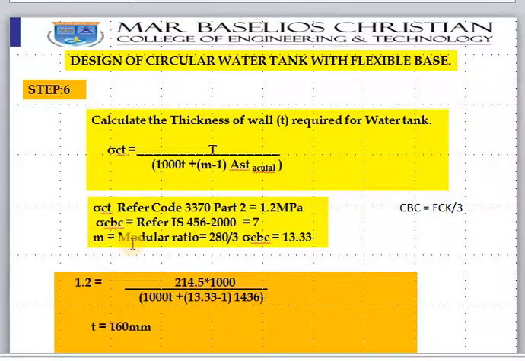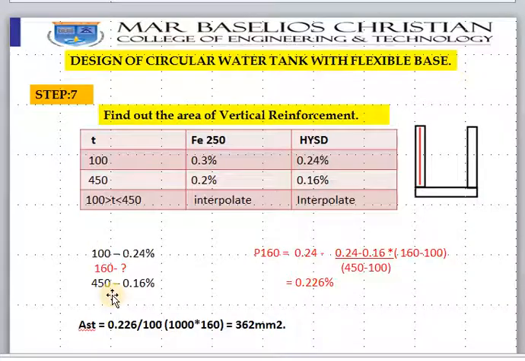Okay. Then m is the modular ratio. So 280 divided by 3 sigma CBC, once you have sigma CBC, you will get this one. Okay. So from this, you will get thickness is equal to 160 mm. So the next step, now that we have everything, is finding out the vertical reinforcement.